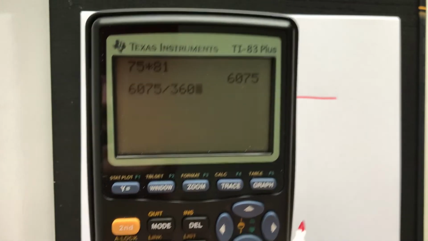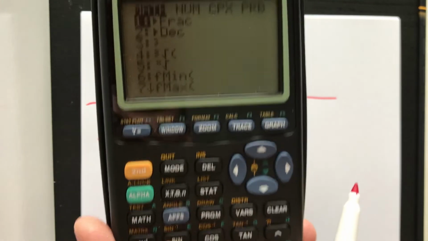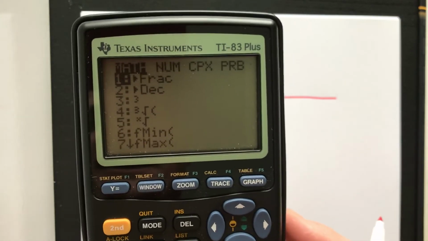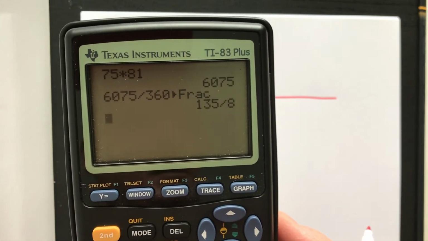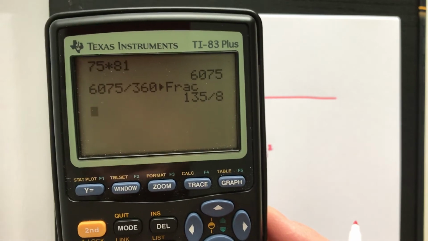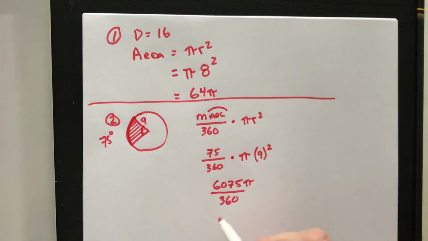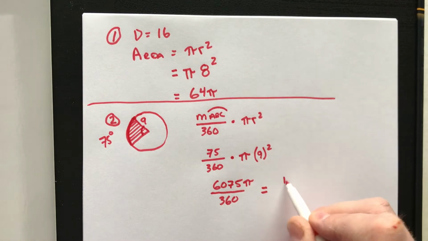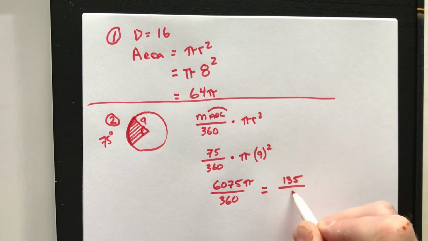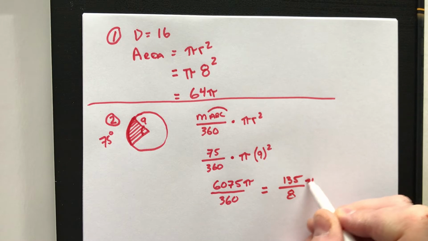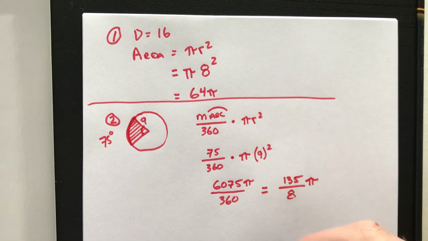You push the math button right here, see frac, I push enter, enter. So I have now reduced that fraction to 135 over 8. So my final answer is 135 over 8 pi. Don't forget about that pi. That is your final answer, because they asked us to leave it in terms of pi. So that's how you find the area of a sector of a circle.